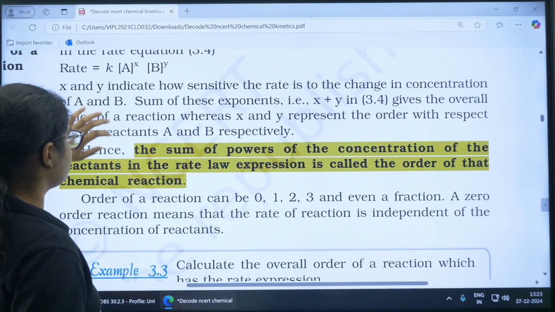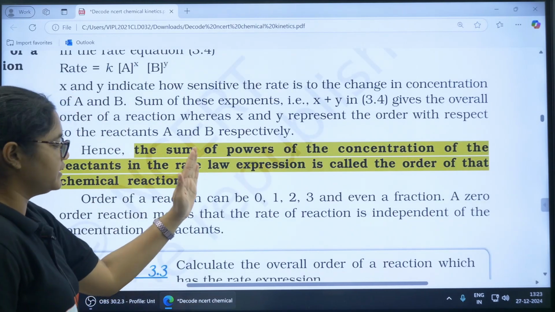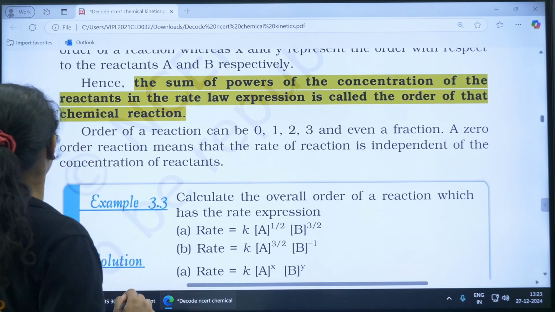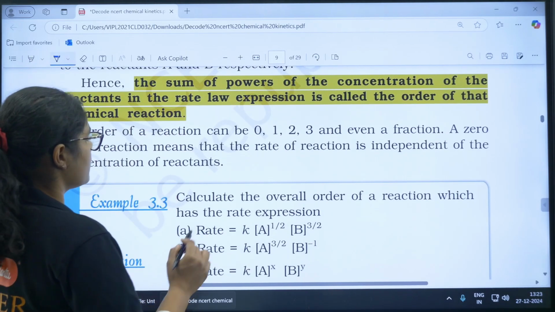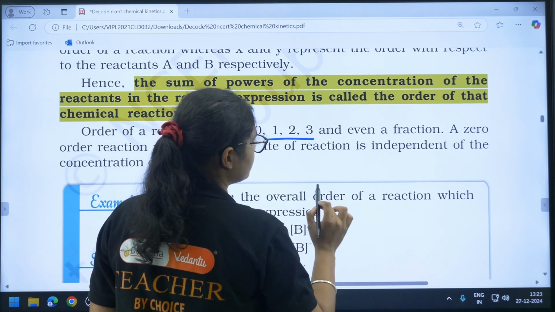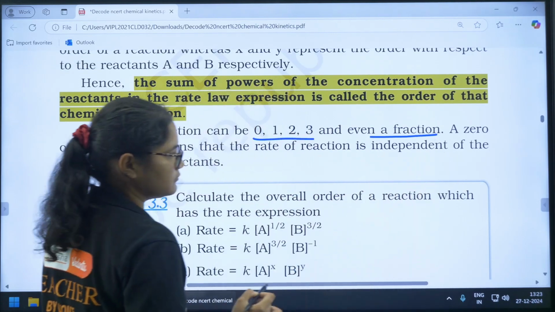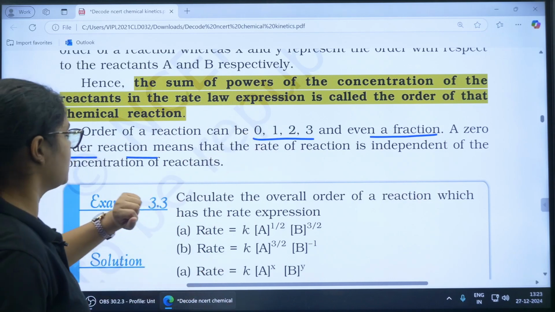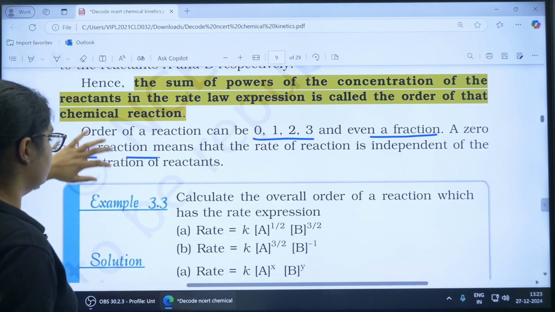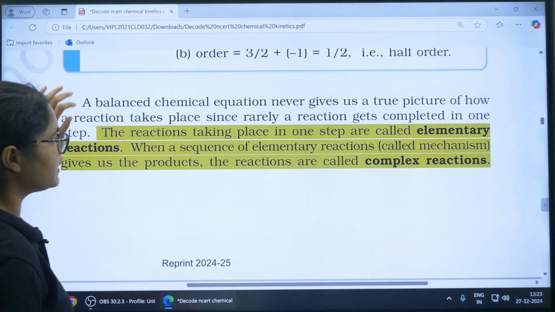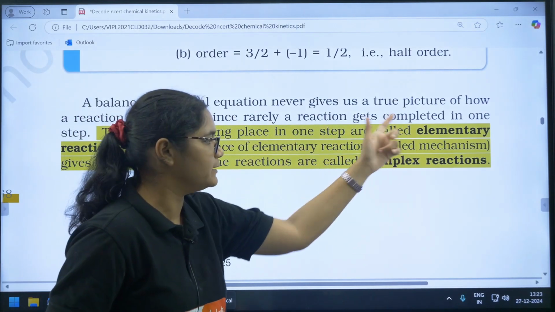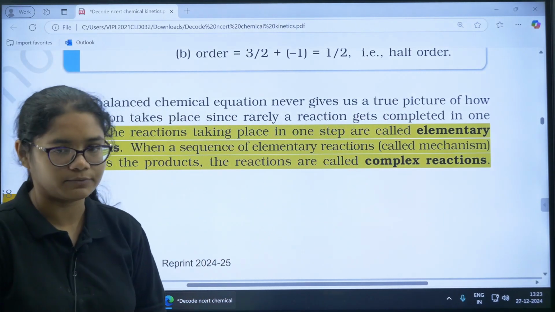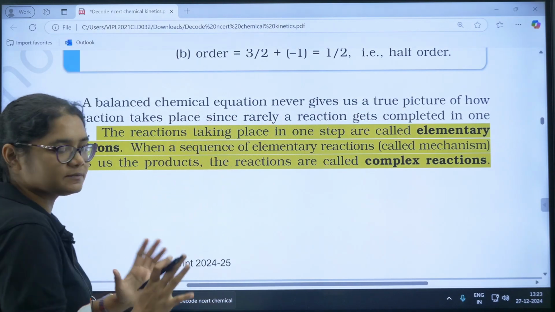Now we will go to the order of the reaction, the definition of order of the reaction. Next, this is important again: the order of the reaction can be 0, 1, 2, 3 and even a fraction. A zero order reaction is also possible, so mark this one. Now if we move forward, here we have what an elementary reaction and a complex reaction are. These two definitions you should know, so mark and highlight this part.